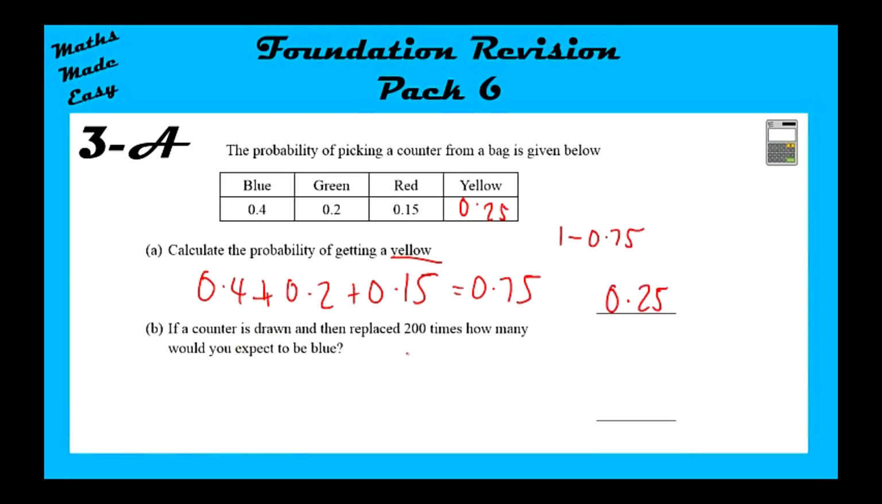A counter is drawn, replaced 200 times. How many times would you expect blue? So if we're doing it 200 times and the probability of blue is 0.4, then we'd be expecting 200 times 0.4, which is 80 times blue.